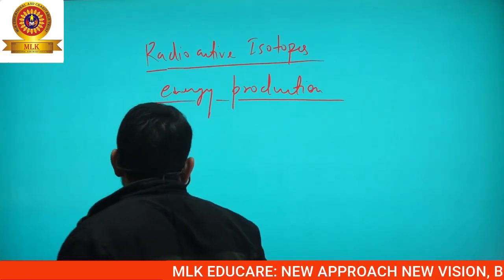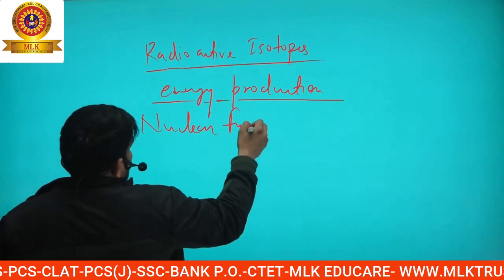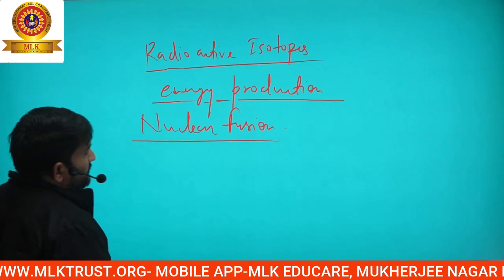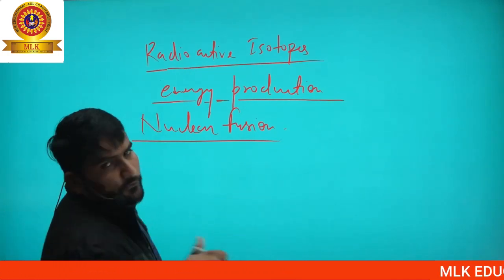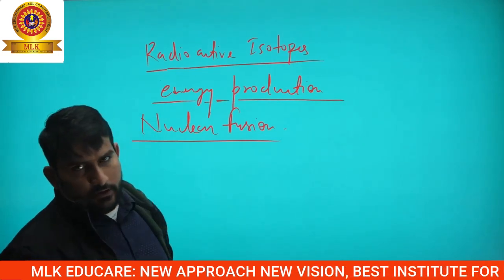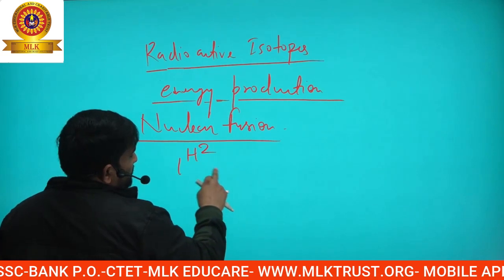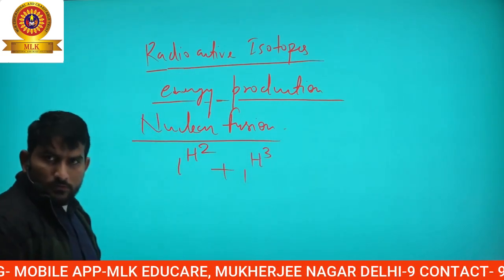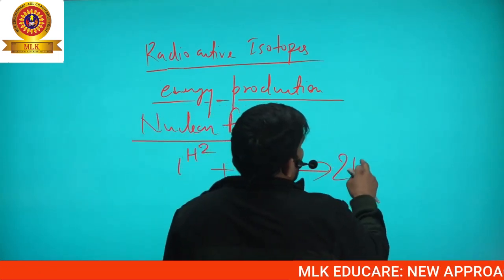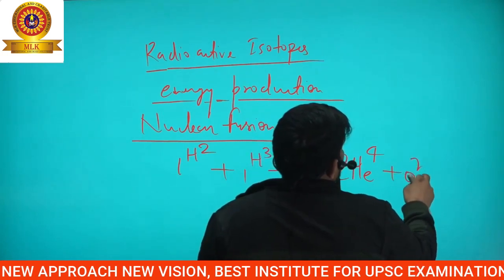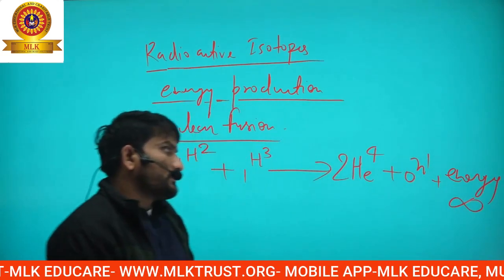चलो देखते हैं, एनर्जी प्रोडक्शन, सॉरी, न्यूक्लियर फ्यूज़न, ठीक है। द न्यूक्लियर फ्यूज़न आर द रिएक्शन इन विच द टू nucleus or atoms get fused and they form a greater nucleus or atom या larger nucleus or atom। Suppose that there is one H2 plus one H3, okay, and they are fused together and forming the 2He4 plus 0n1 plus एनर्जी इनफाइनाइट, ठीक है। कैसी एनर्जी?